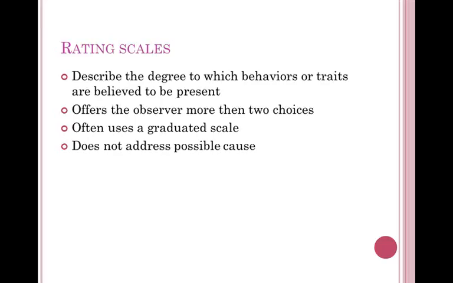It does not address the possible cause. So a limitation, just like a checklist, is we don't know what happens before or after. We're just measuring the degree to which the behavior is there. So is that an open or a closed method? If no details are recorded, then it is a what? Closed method, exactly.